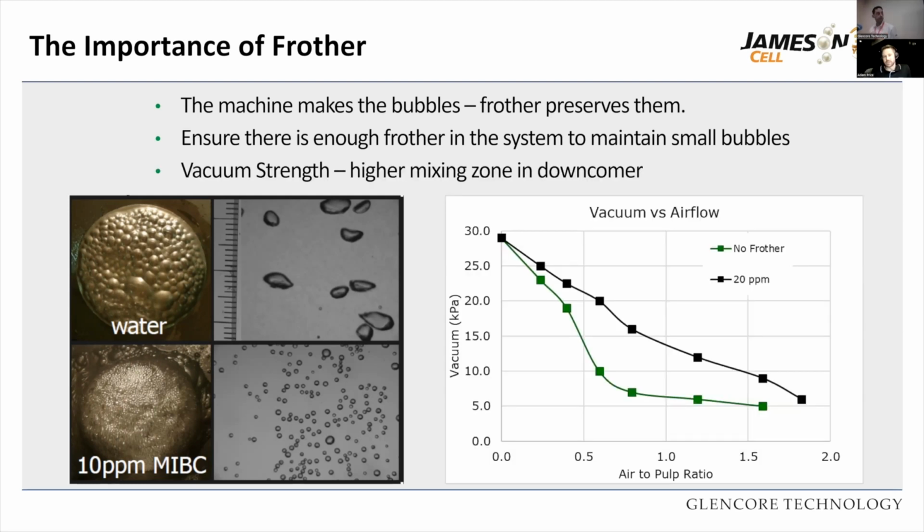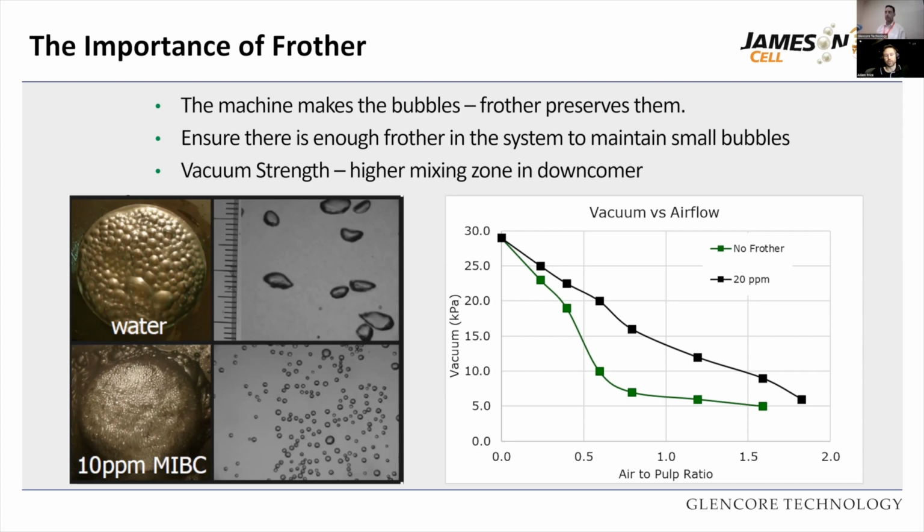But not only does the frother play an important role in maintaining the bubbles, it also plays a secondary role in the Jameson cell, which can also be equally as important, or probably at least as important, and that's creating a much more stable and consistent air to vacuum ratio.